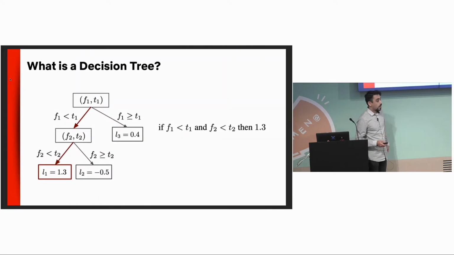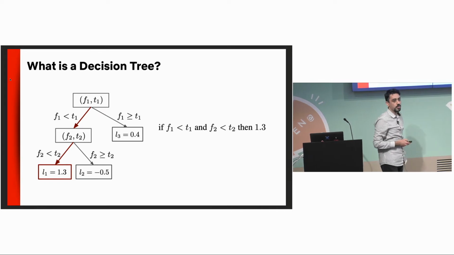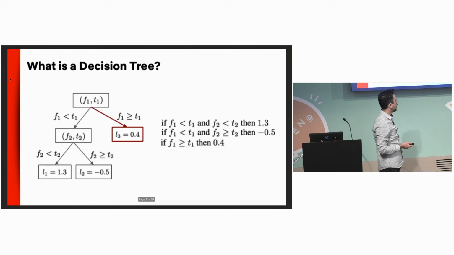to answer this, we need to go back to the basics and ask, what's a decision tree? And here is an example. You can see that a decision tree is a collection of leaf nodes that are gated by some AND condition. So if I want to describe this leaf node, it's basically saying if F1 is less than T1 and F2 is less than T2, then we output 1.3. So for every leaf node, I can represent it as an if statement. And we can do this for the rest of the leaf nodes. And we can flatten our tree into a bunch of these if statements.